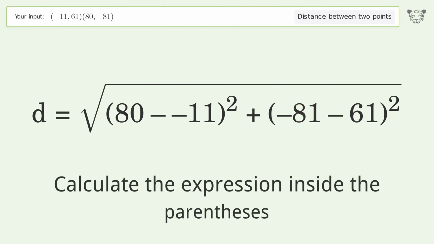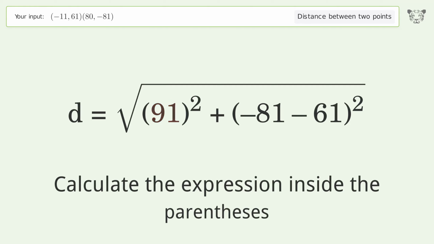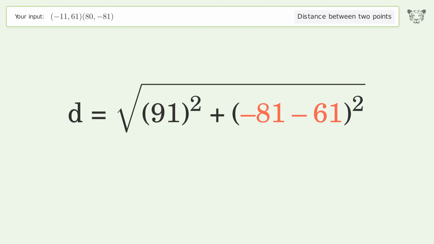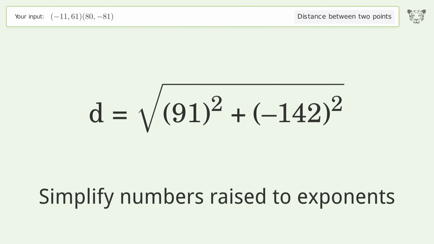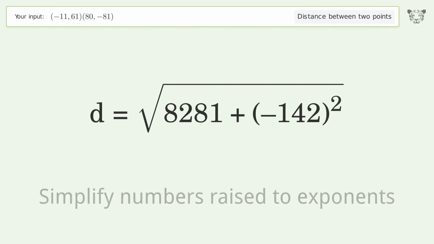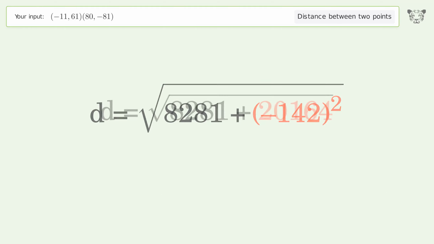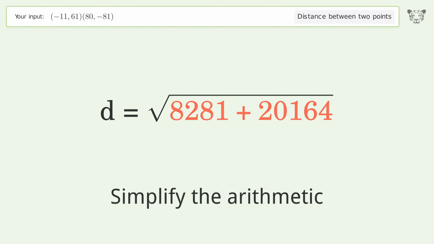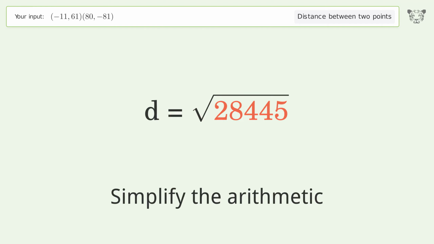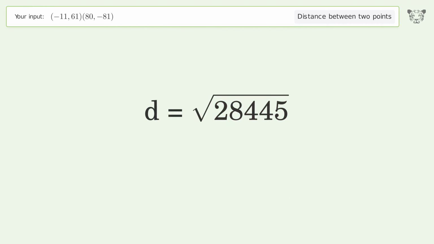Calculate the expression inside the parentheses. Simplify numbers raised to exponents. Simplify the arithmetic. And so the distance between the 2 points is the square root of 28,445 or 168.656.